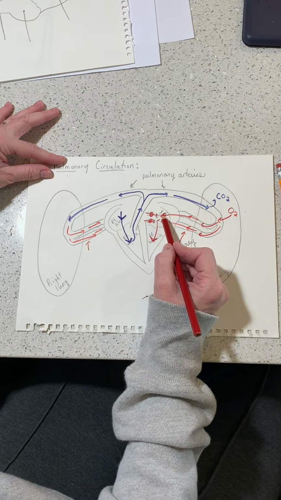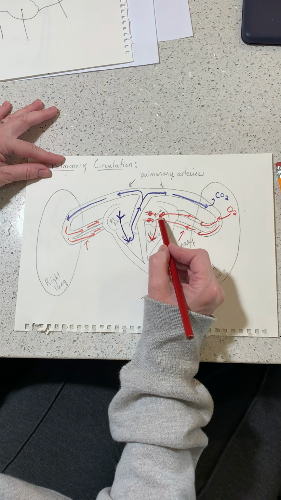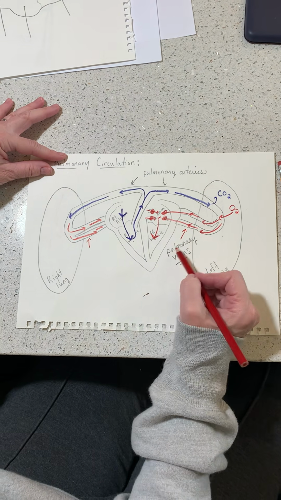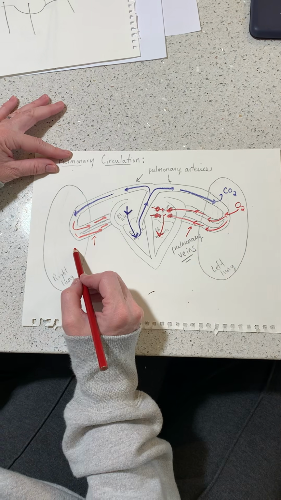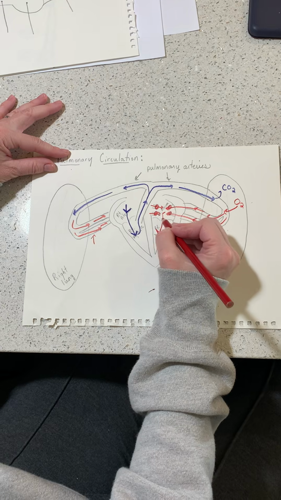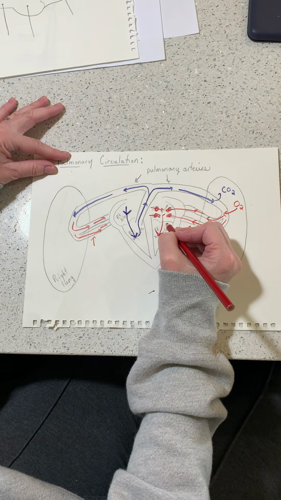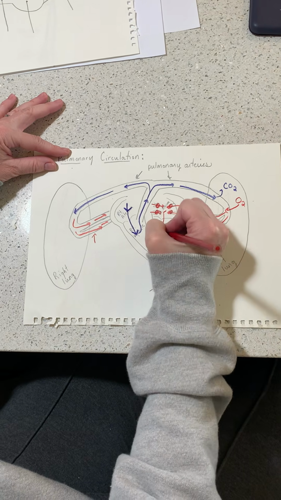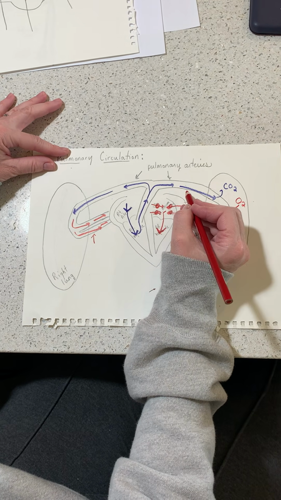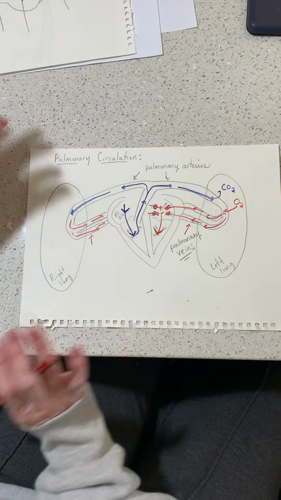So again, oxygenated blood will enter the left atrium via the pulmonary veins, which leave the lungs. They will go through the bicuspid or mitral valve here to the left ventricle, and then will leave the heart through the aorta. And that's the pulmonary circulation.